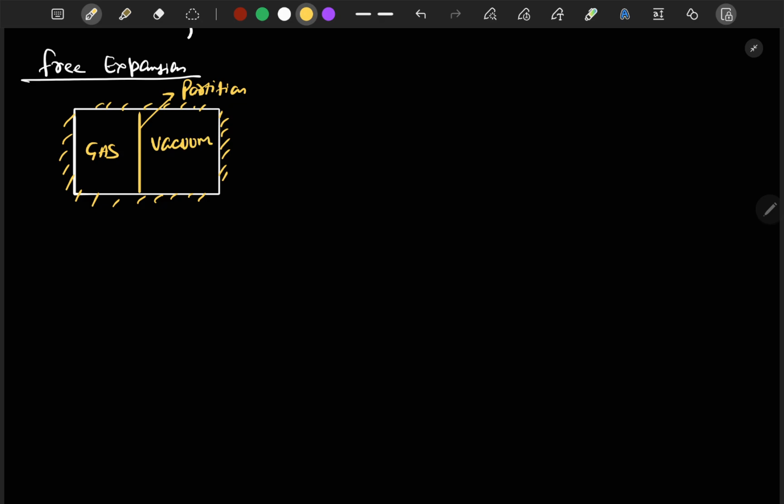Okay, one side is vacuum. If you suddenly remove the partition, what will happen? This gas will expand against the vacuum, and since there is vacuum, there is no resistance to the expansion. So the net work done during free expansion is equal to 0. Net work done during the free expansion is 0.